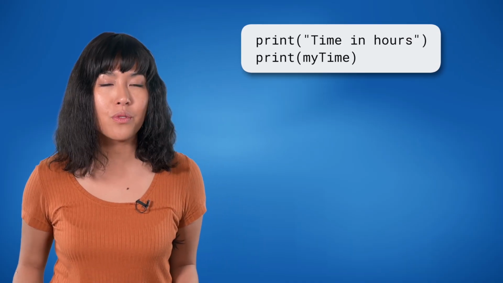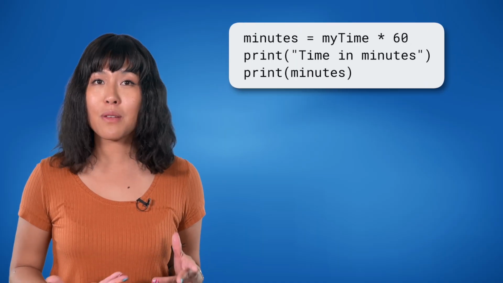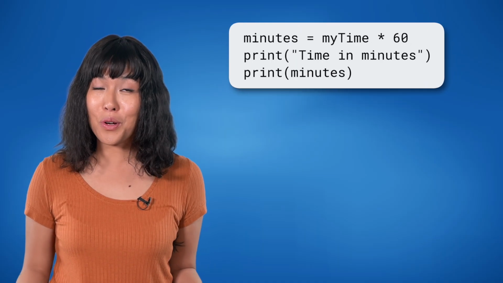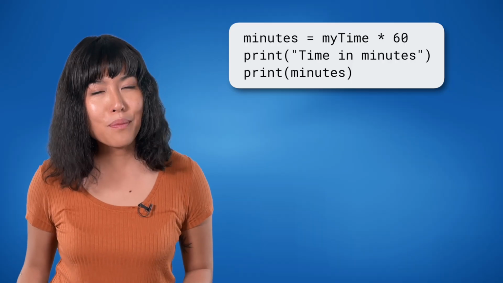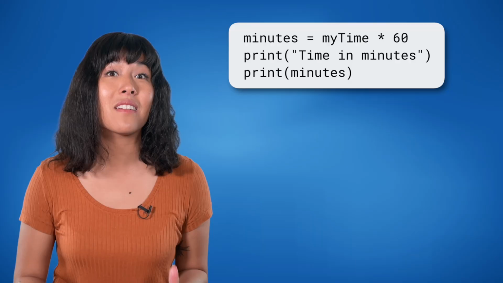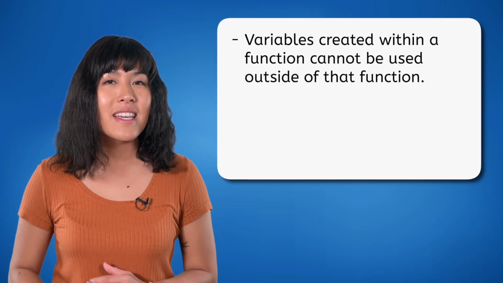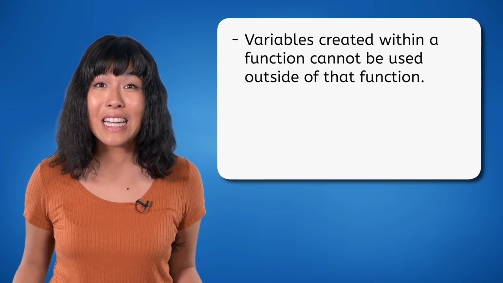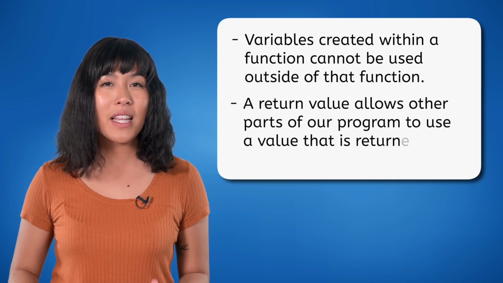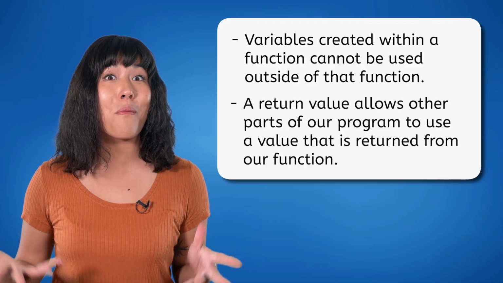Or we can choose to do some more calculations with it, like convert the time to minutes instead of hours, and then display it afterward. If we had only printed the information, we wouldn't be able to store it and use it later, because variables that are created in a function cannot be used outside of that function. By using a return value, we let other areas of our program use a value that we return from our function.